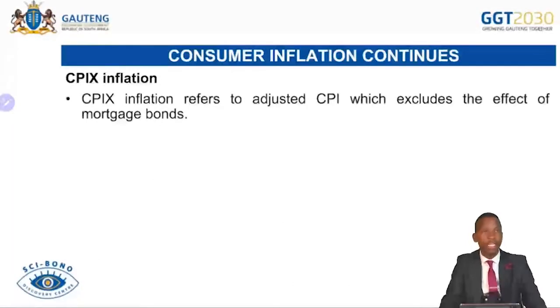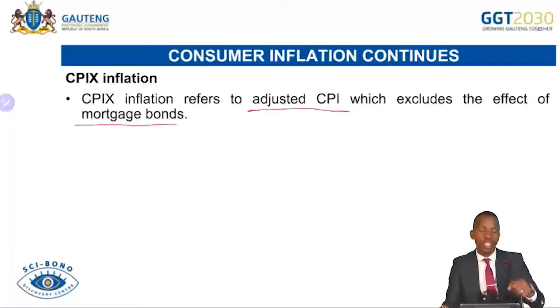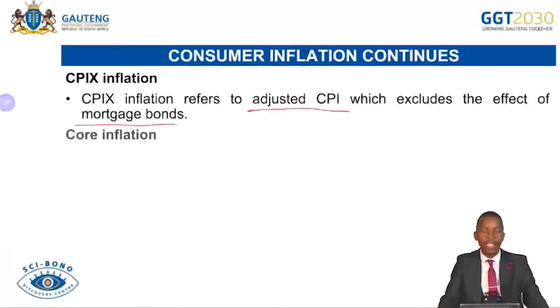CPIX inflation. CPIX inflation refers to adjusted CPI, which excludes the effect of mortgage bond, meaning interest rates are not part of the CPIX inflation. That's why we say it is the adjusted inflation. So the question can be, why is the headline inflation always higher than CPIX inflation? Headline is always higher because it is not adjusted, and it also includes the effect of mortgage bond, while the CPIX is always lower because it is adjusted. It excludes the effect of mortgage bond.